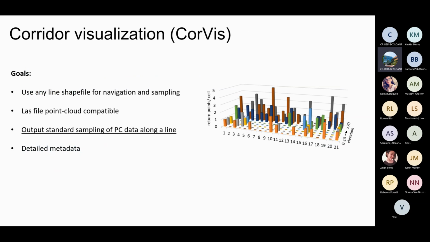Our requirements, or the basic goals for the build, are that minimal inputs will be a line shapefile and a LAS point file. LAS is the data file type that USGS and many others use. We want to be able to visualize the data, but most importantly for us is the automated output of linear point statistics along with relative metadata in a standardized, repeatable way. That's the main goal for us.